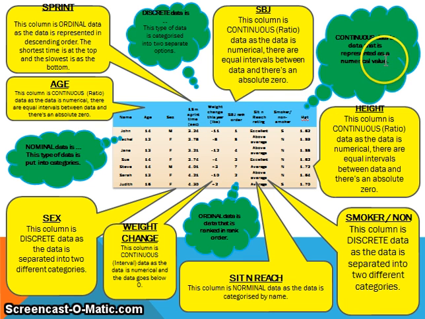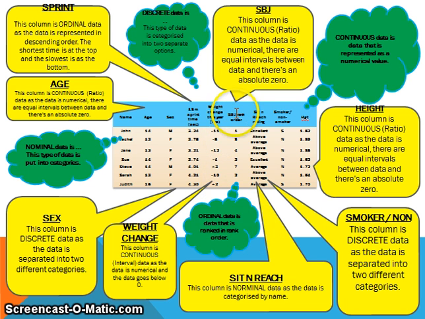Continuous data is data that's represented as a numerical value. So this column here, which would be the height, that is continuous data. Right, so the height column, which is this column here, is continuous ratio data, as the data was numerical, there are equal intervals between the data, and there's an absolute zero. So smoker and non-smoker. This column is discrete data, as the data is separated into two different categories, which is yes or no. The sit and reach column, which is this one here, is nominal data, as the data is categorised by name. So you either got excellent, above average, average, so it's just that.